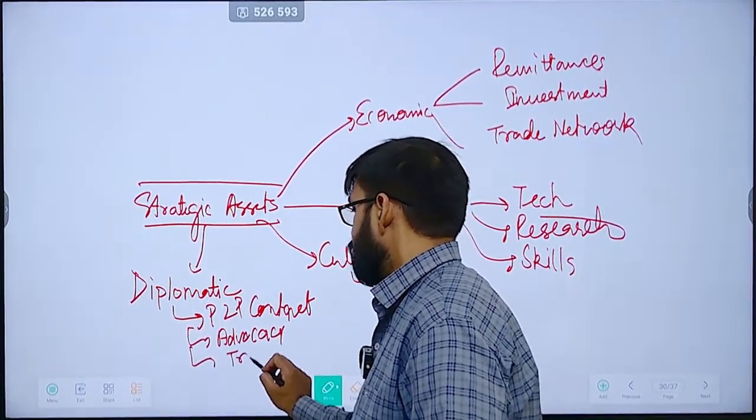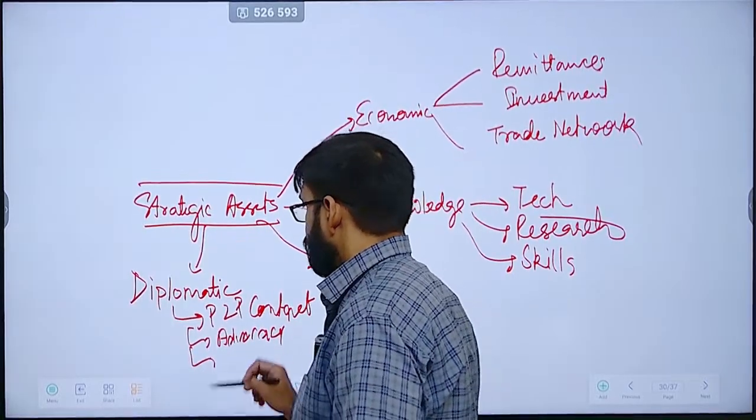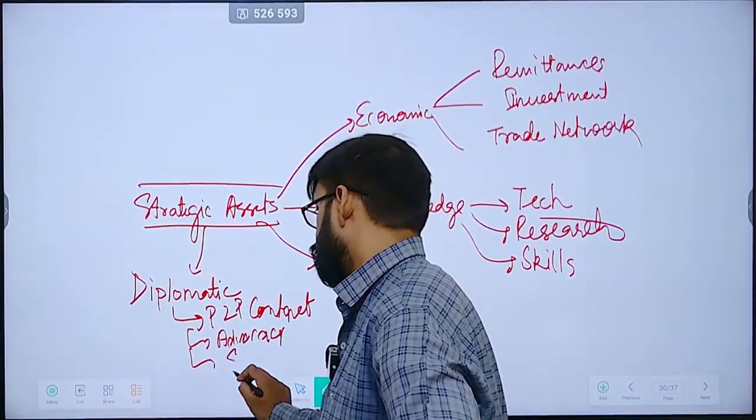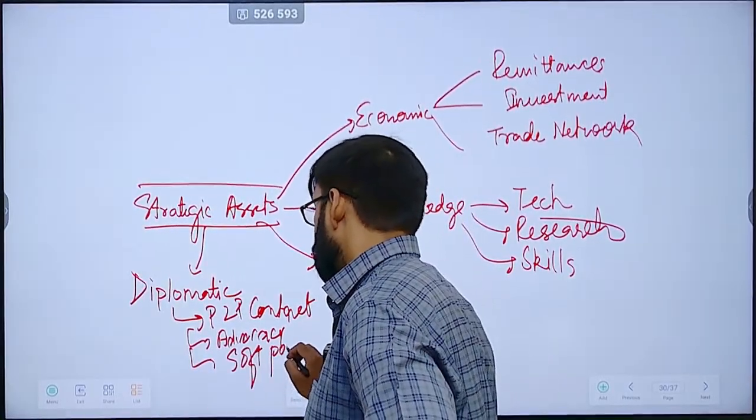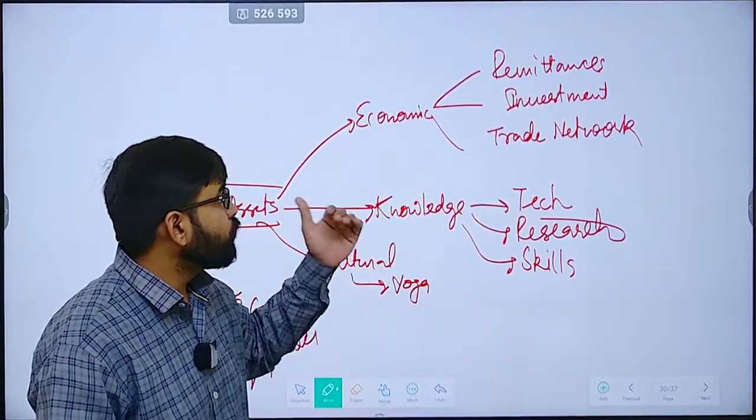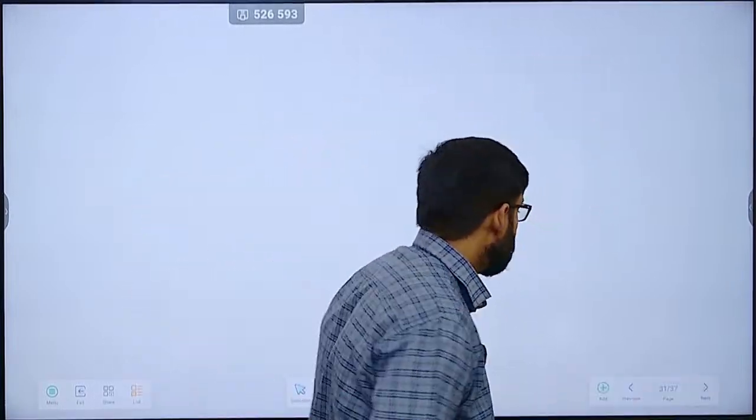Then trade or, clear. So advocacy, people to people contact. Then you can also mention about, yes, they act as a soft power. These things you can mention easily. Fine. Then you have to bring the limitations also. Now what are the limitations?